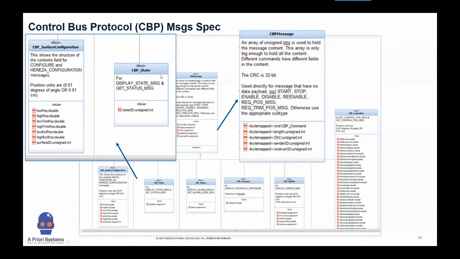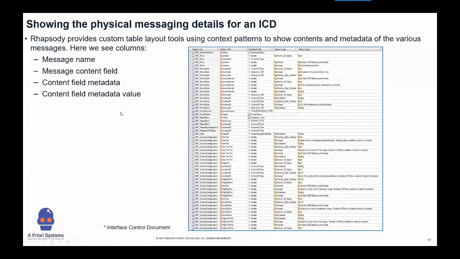There's another message you get state. And this is used in some of the messages like display state message or get status message. So these are also subtypes of the base message, but they add additional payloads for carrying information around. That's what we mean by the application level protocol.